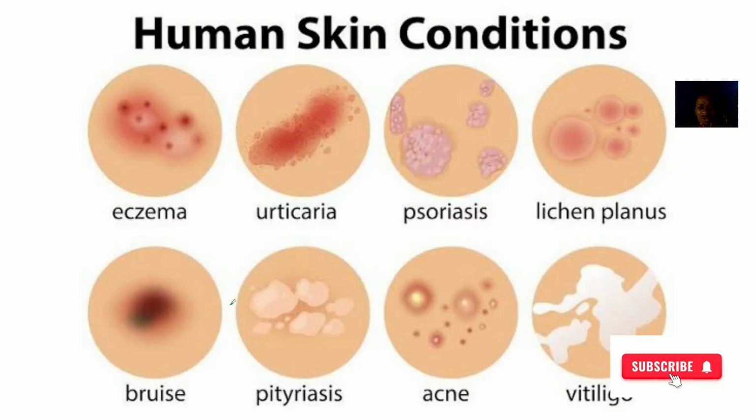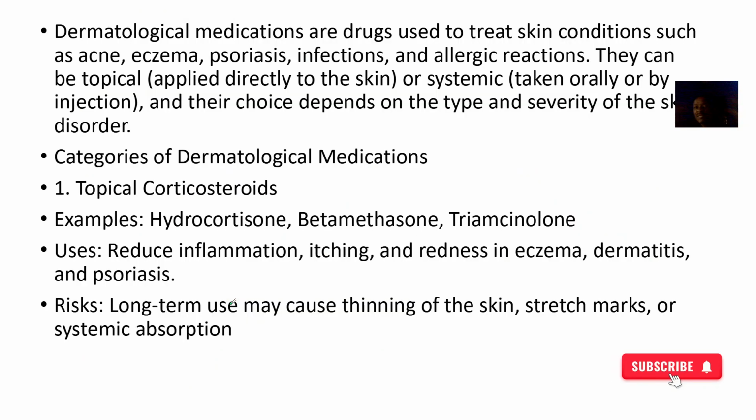For the dermatological medications, these are some skin conditions: eczema, urticaria, psoriasis, lichen planus, bruises, pityriasis, acne, vitiligo, a lot of them. So when you say dermatological medications, they are just drugs used in treating skin conditions like we listed: acne, eczema, psoriasis, infections, allergic reactions, and a lot of them. More than 100 skin issues.